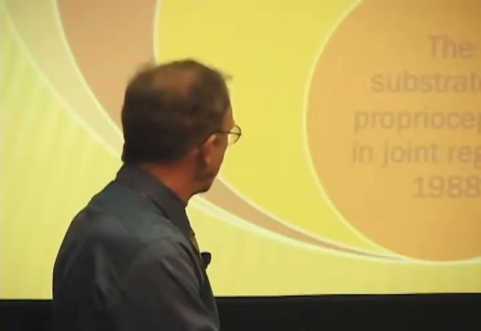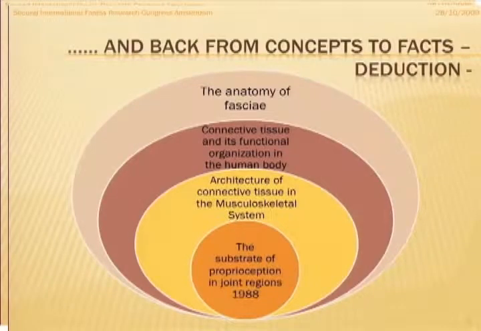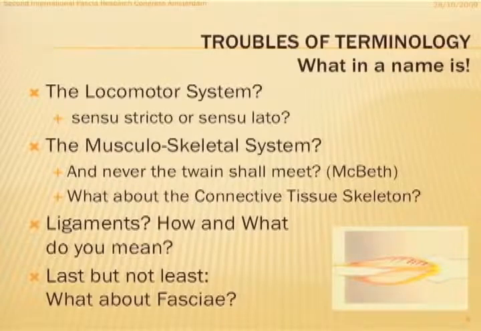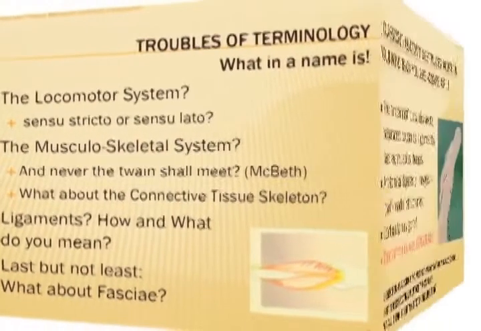You can get the whole text article online, in the International Journal of Therapeutic Bodywork and Massage. What he's looking at here is the joint region of the elbow. He's looking at the architecture, the connective tissue, and leading to some comments on the anatomy of fascia. But you need to pay attention to the terminology. Are we talking about the locomotor system, the musculoskeletal system, or some of both? Ligaments, where are they? And finally, where is the fascia?